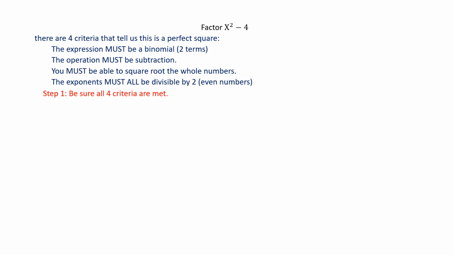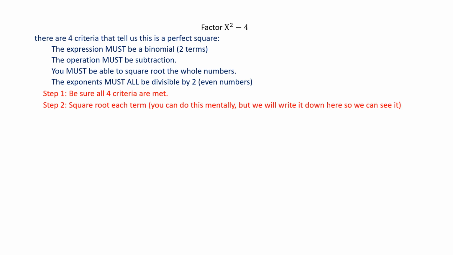Okay, step one, or criteria one, is this a two-term problem? Yes. Is this subtraction? Yes. Can I square root x squared? Yes, because I can divide an exponent of 2 by 2. Can I square root 4? Yes. Step two, square root each term. Now, if you guys can do this mentally, just do it. We're going to write it down here so you can see it, but if you can just do it, do it. The square root of x squared is x. The square root of 4 is 2.